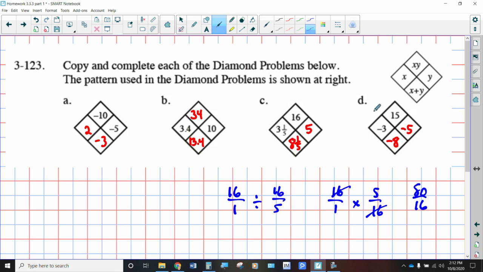And then this one is pretty much the same as A, just different numbers. You know that this number has to be a negative since that product is a positive. A negative times a negative will give you a positive 15. So what do you multiply times 3 to give you 15? It's 5. So if that's -3, that has to be -5. And then -3 plus -5 is -8. And that concludes our diamond problems.